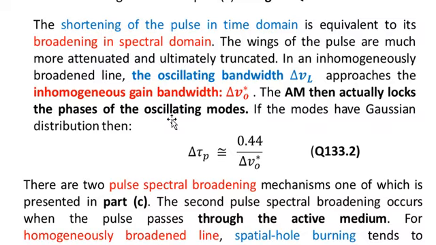All the modes which are oscillating in the laser cavity are locked in phase when delta nu L approaches the value of delta nu naught star. And this is the case where we are talking about an inhomogeneously broadened laser. Now, if the modes have a Gaussian distribution, then we can write that delta tau p is approximately equal to 0.44 divided by delta nu naught star.